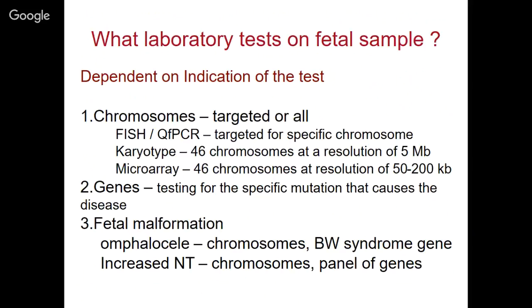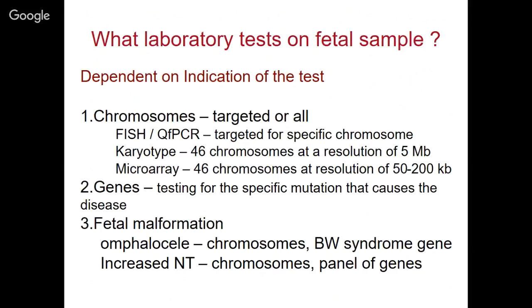And we know that for increased nuchal translucency, as an example, we typically like to do a chromosomal microarray and may or may not do the panel of genes for the RASopathies, Noonan syndrome.